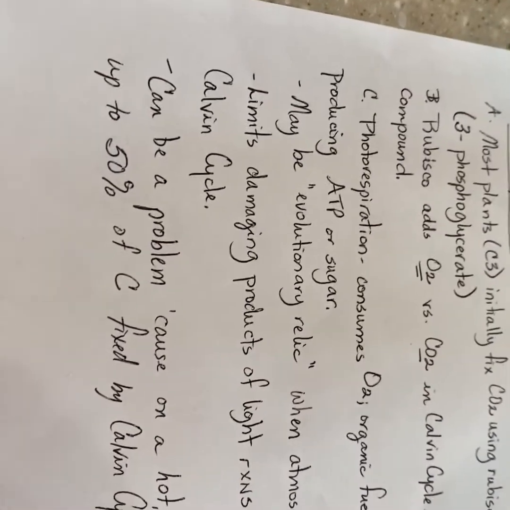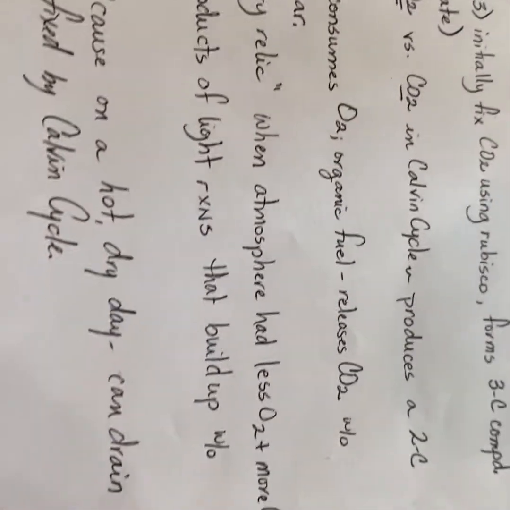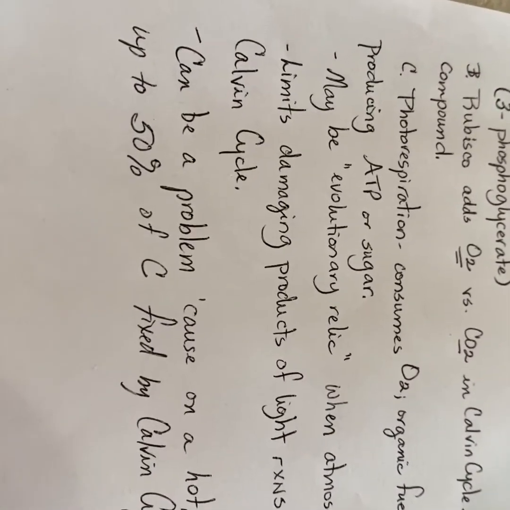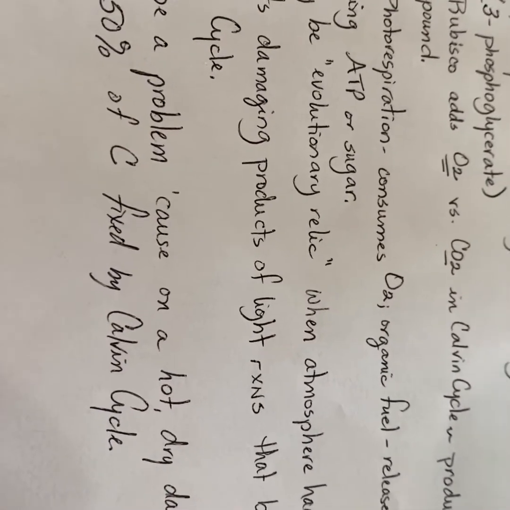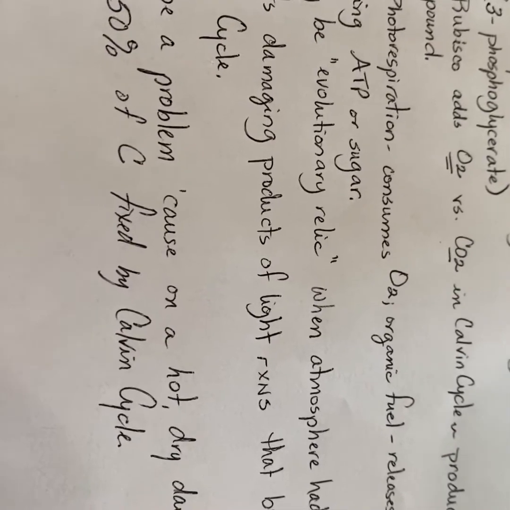But it can be a big problem because on a hot, dry day, it can drain up to 50% of the carbon resources that have already been fixed by the Calvin cycle. So it literally strips out the resources of the plant.